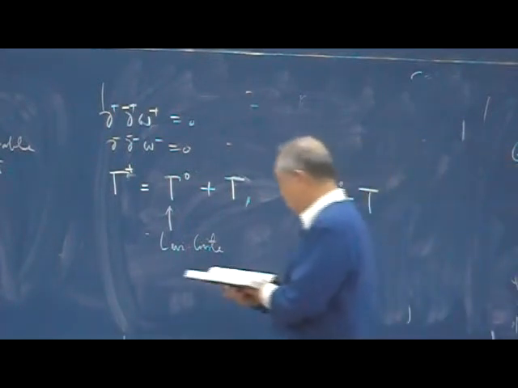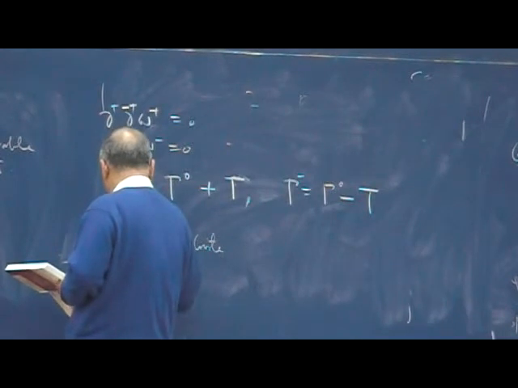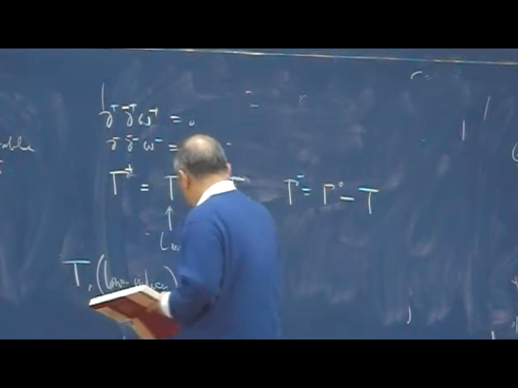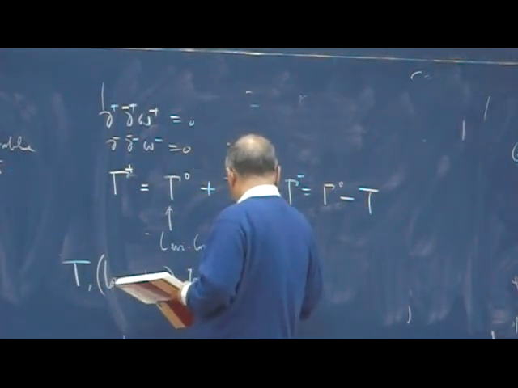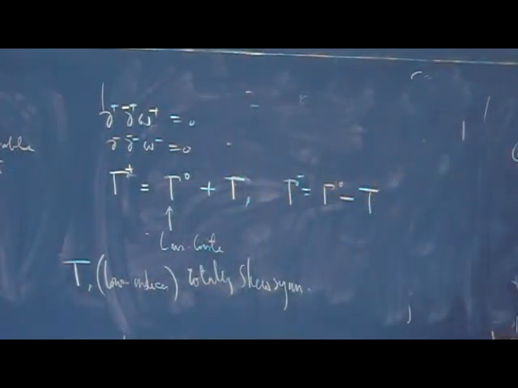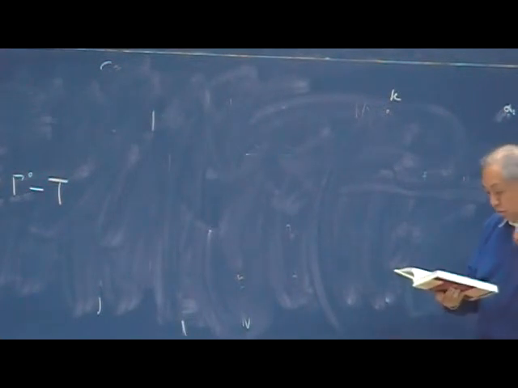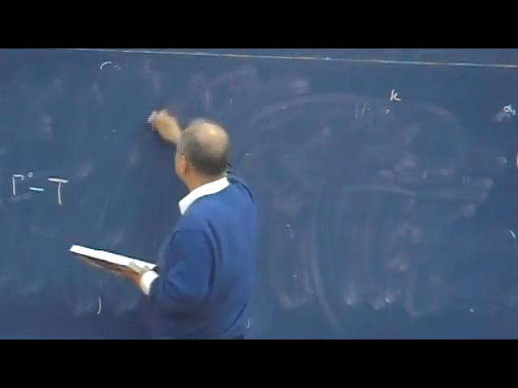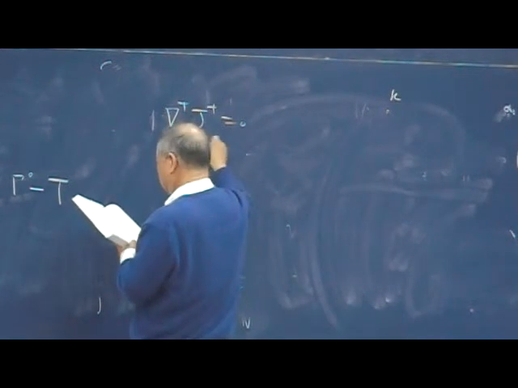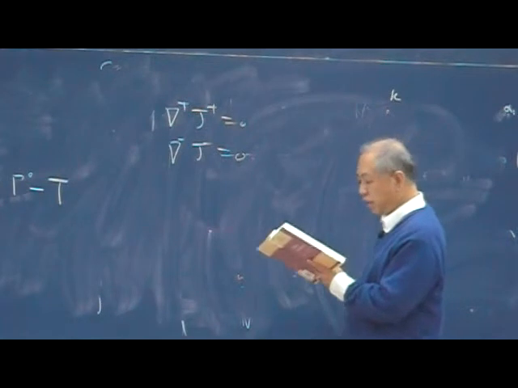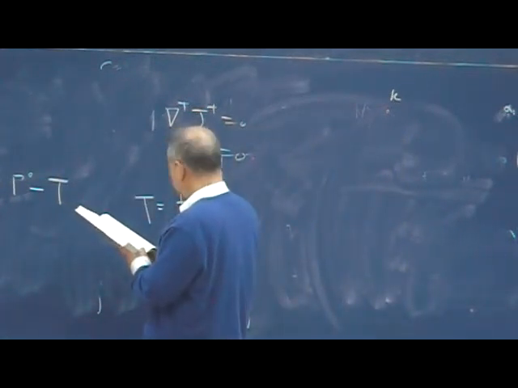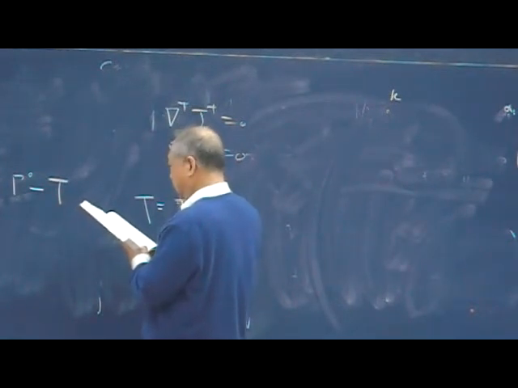The T would be T with lower index. It's totally skew symmetric. So the difference of the two connections is a tensor. T is a tensor with three indices, one up, two low. And you want to lower it by using the metric G, and this becomes a totally skew symmetric tensor. Each of these connections is gamma plus or minus T. And in fact, the T would be written as plus or minus half J.